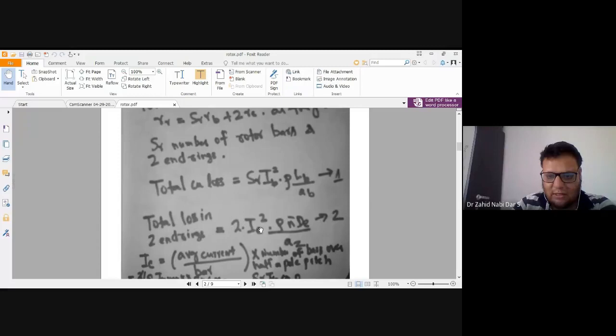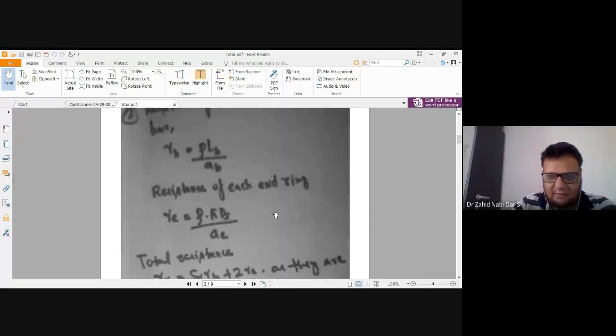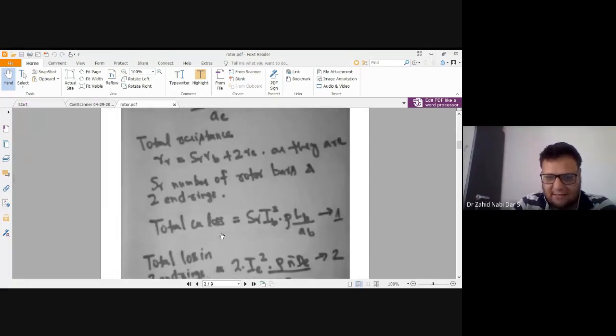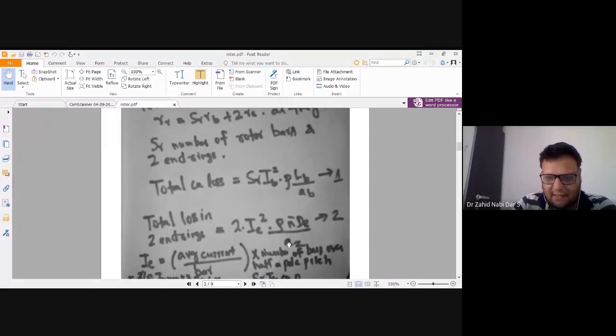I told you it is twice I square times this R, where R is rho LB by AB. Same thing we have seen here. Now this RB I have taken as rho LB by AB here, and this R is rho pi dE by AE. Same thing here, rho pi dE by AE.